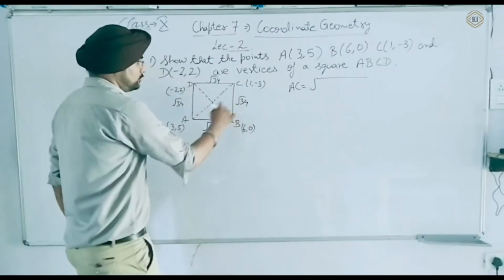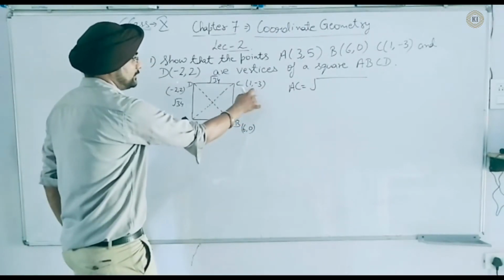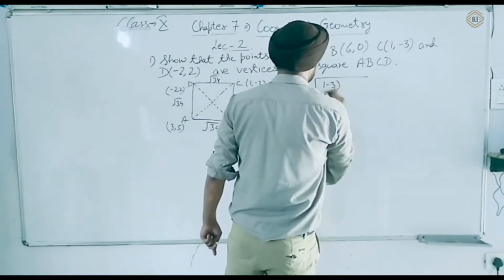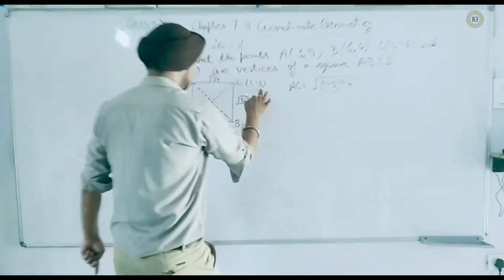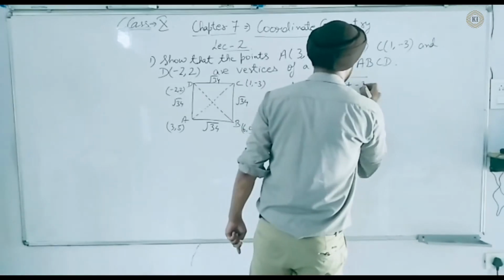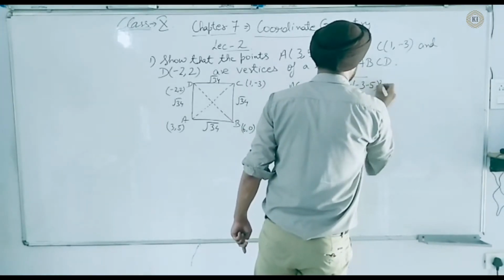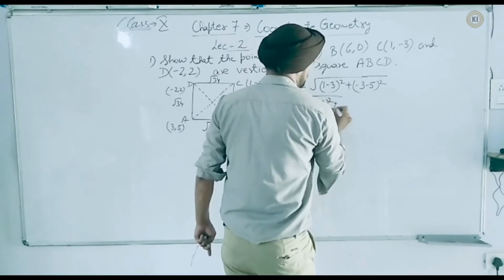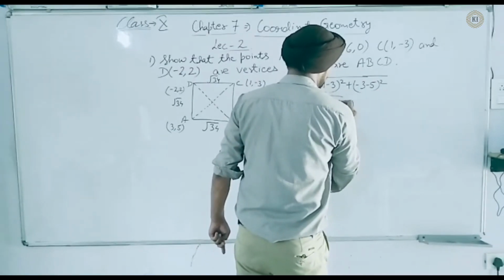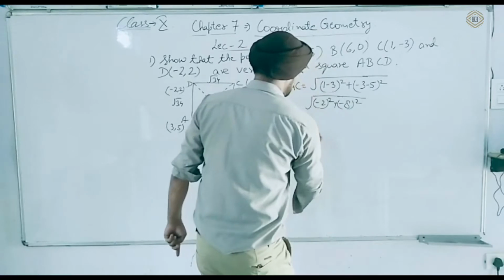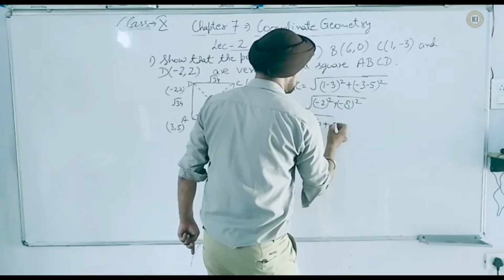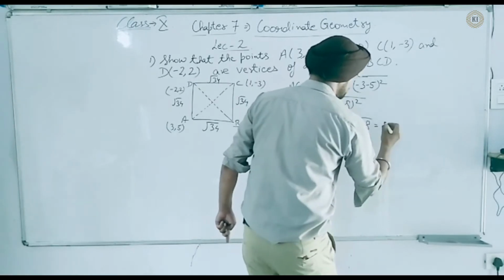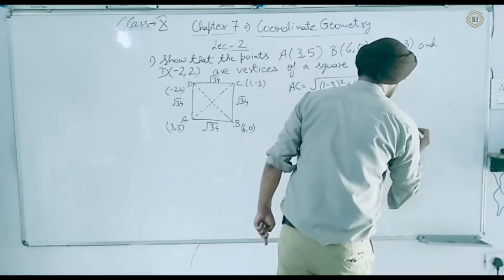Now we calculate AC. Under root (x2 minus x1) whole square plus (y2 minus y1) whole square. So (1 minus 3) plus (minus 3 minus 1). So 1 minus 3 is minus 2 whole square, and it will be minus 8 whole square. So minus 2 square will be 4, 8 square is 64. It will be under root 68, that is 2 root 17 units.